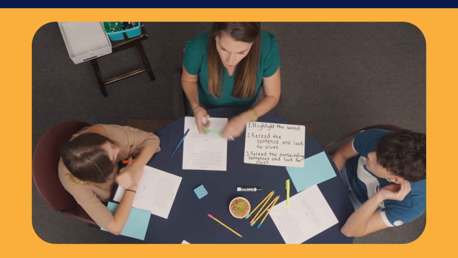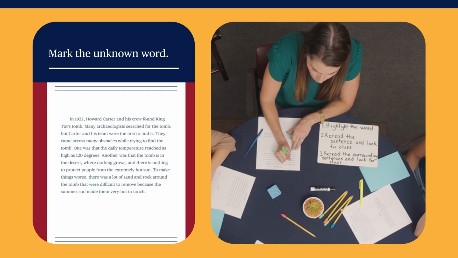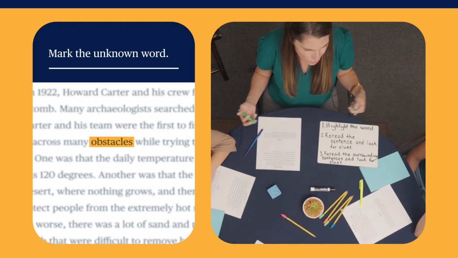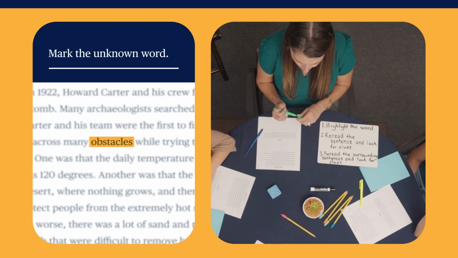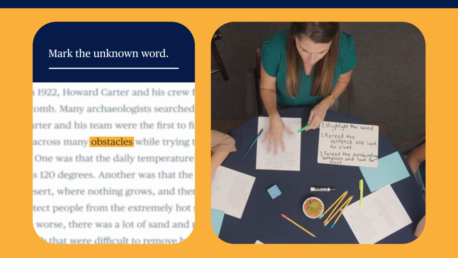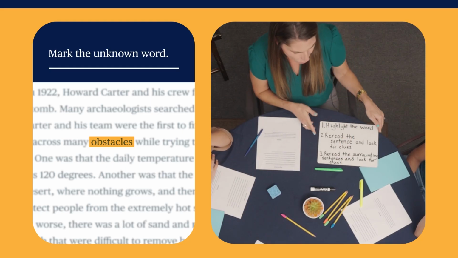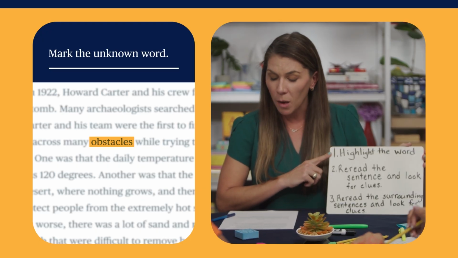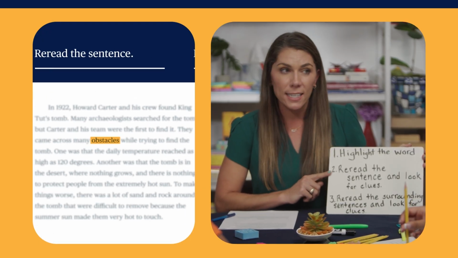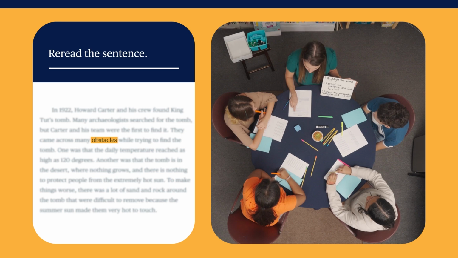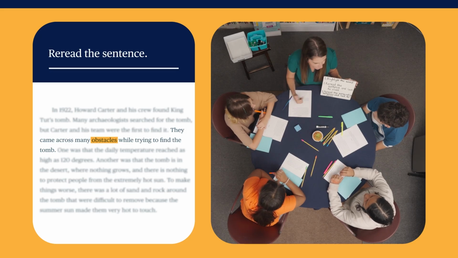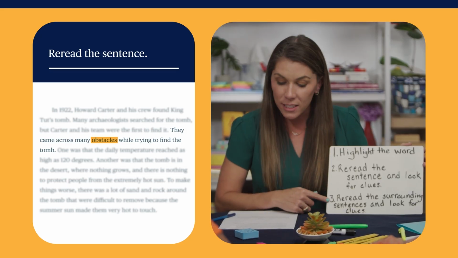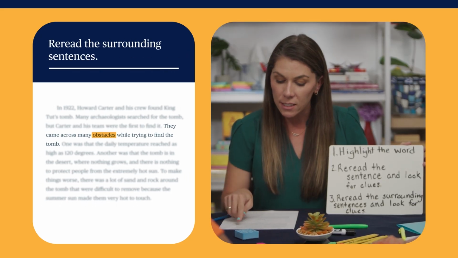I'm going to stop. That word obstacles in this passage is really confusing to me. I usually think of obstacles like an obstacle course, but I don't think they had an obstacle course like in this tomb. So I'm going to try to figure out what that means using this 3-step process. So first, I highlighted the word obstacles. Second, I'm going to reread the sentence that word is in. They came across many obstacles while trying to find the tomb. That doesn't give me any more information. There's no synonym, there's no definition. So now I'm going to go to step 3 and read the surrounding sentences.